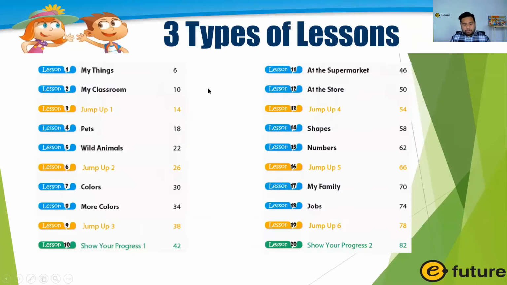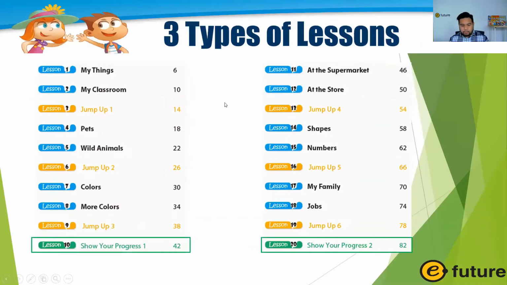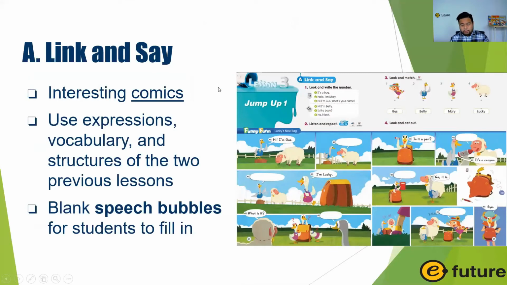And then we're going into the review. Okay, so the review lesson. It also has a Link and Say, but this time we have a comic story to go along with it. So we're, again, reviewing the previous 2 lessons. We're looking at multiple sentences from those lessons, all right? So through comics. And then the same concept, look and write in the correct number in all of these blanks, okay?